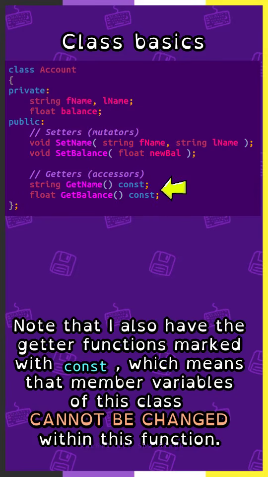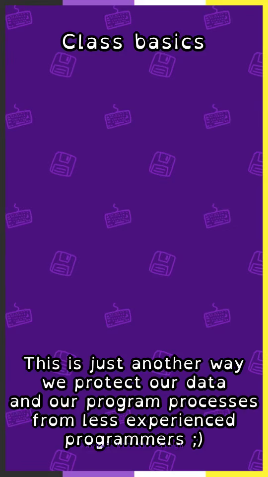Note that I also have the getter functions marked with const, which means that the member variables of this class cannot be changed within this function. This is just another way we protect our data and our program processes from less experienced programmers.